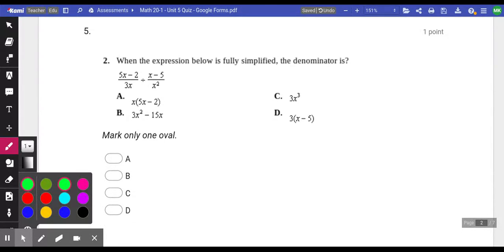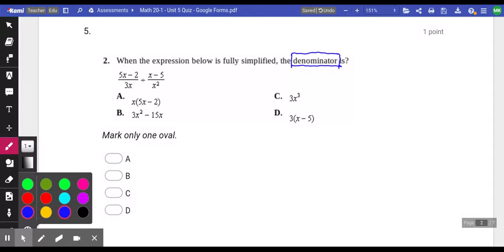Number 5, when the expression below is fully simplified, the denominator is. Okay, so they're only looking for the denominator. The reason we do that is so that you can't just put numbers into the answers and see which ones are equivalent. So you'll notice a lot of questions say the numerator is or the denominator is. That makes it so you actually have to do the question.